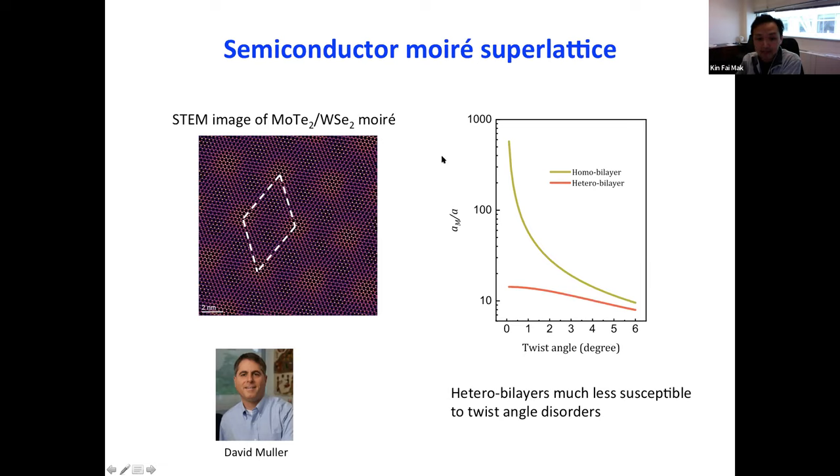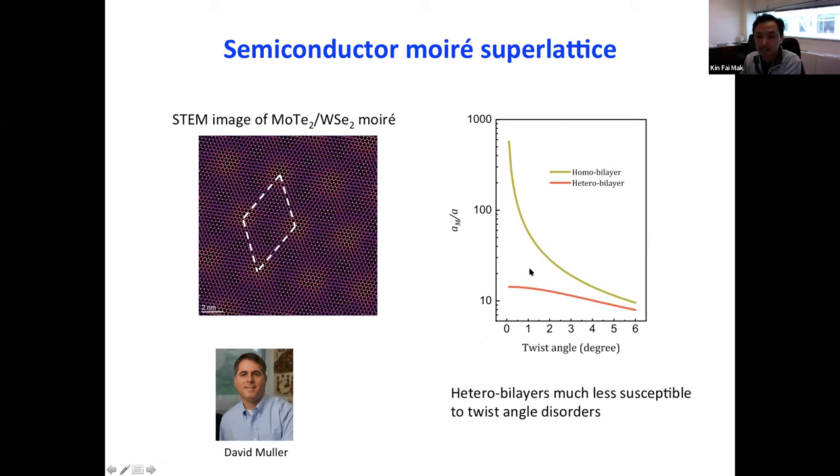On the right here, I'm showing how the moiré period a_M, normalized by the lattice constant a, depends on the twist angle for both the homobilayer and the heterobilayer structures. For the homobilayer, the moiré period is very sensitive to the twist angle, especially for small twist angles. You can see it's diverging as 1 over the twist angle. In contrast, for the heterobilayer, in the small twist angle limit it is no longer dependent on the twist angle, because everything is determined by the lattice mismatch.